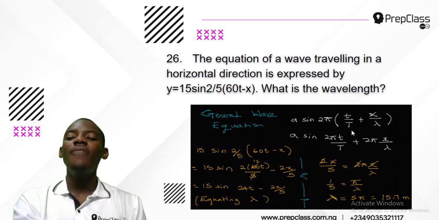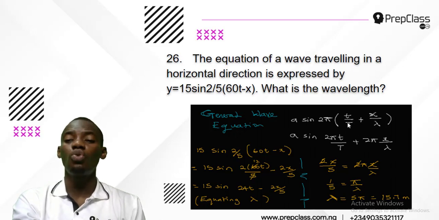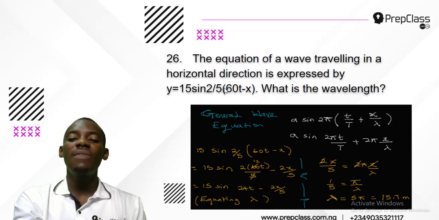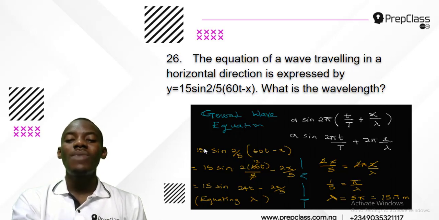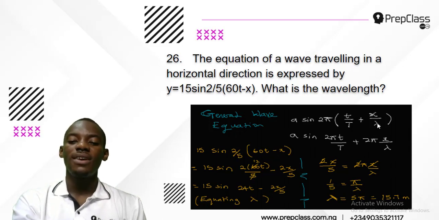Now you have to equate this general wave equation, which was taught to you in school, to what you were given in the question. What I was given in the question is 15 sine 2 over 5 bracket 60 t minus x, right? Now equating it to this one, I'm looking for the one that has to do with lambda, that's wavelength, and that is the last one here. So I will equate it.